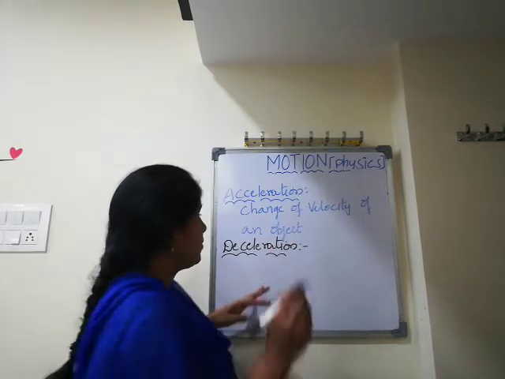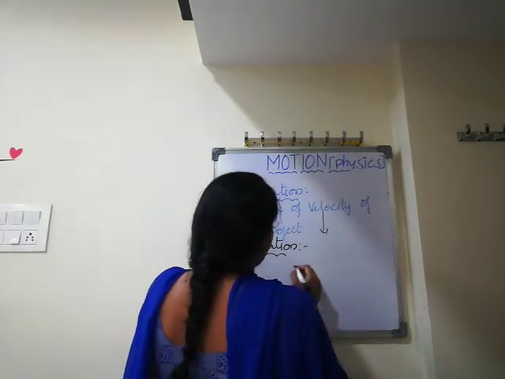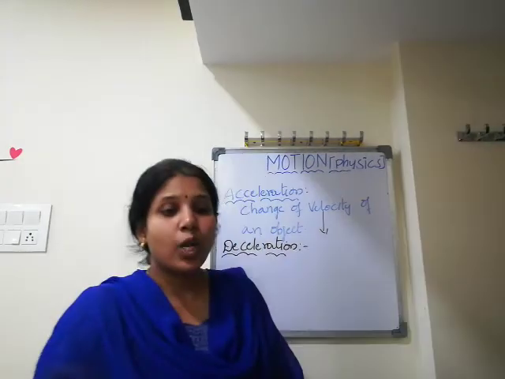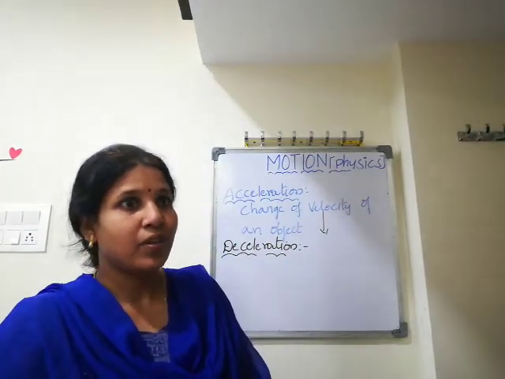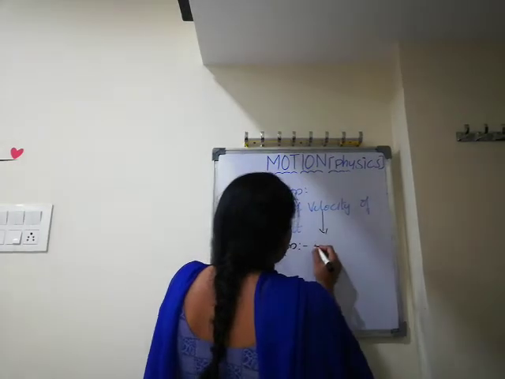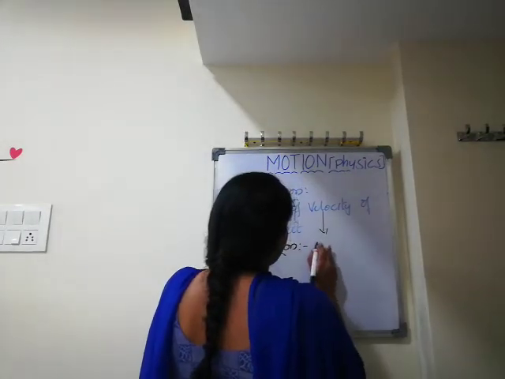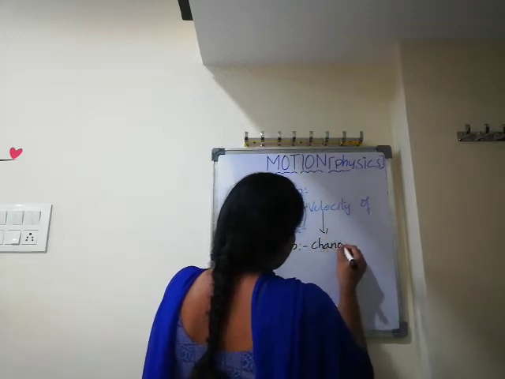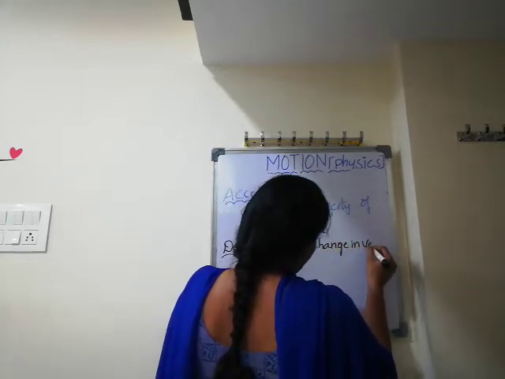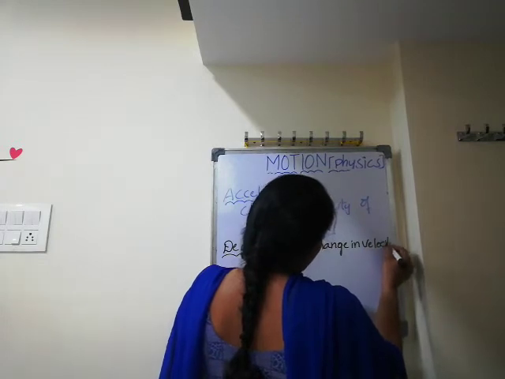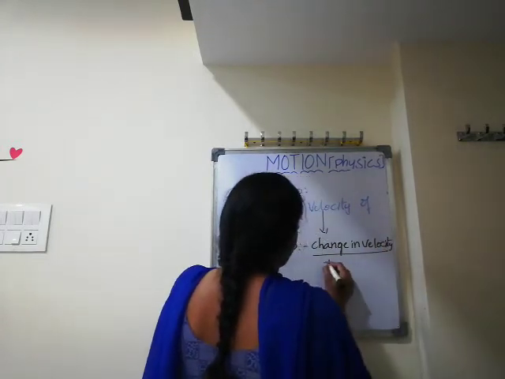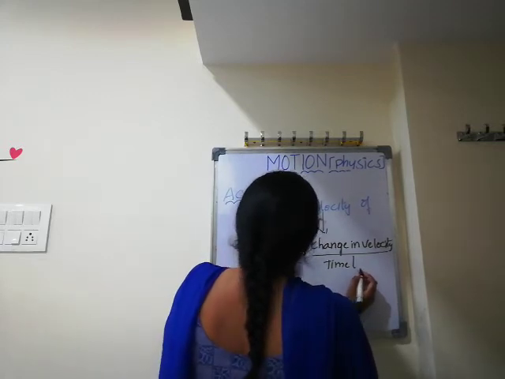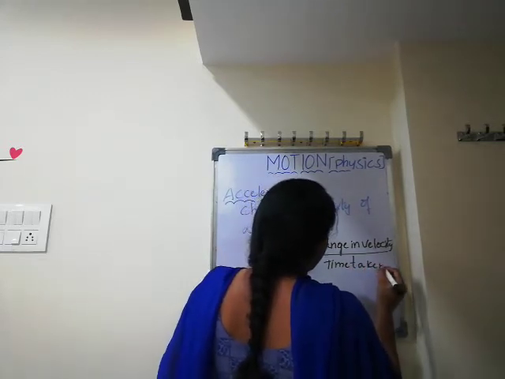So now I am going to explain about units of acceleration. As we know that acceleration is rate of change of velocity with respect to the time. Acceleration means change in velocity by time taken. Change in velocity by time taken.